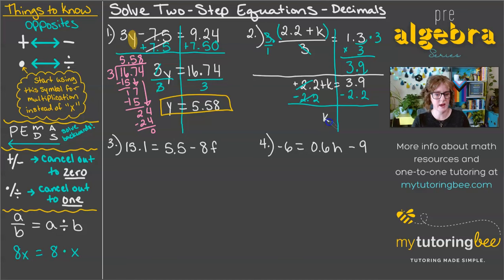And then we've got k equals, and then let's go ahead and subtract this. Looks like 1.7 for our solution for that one.